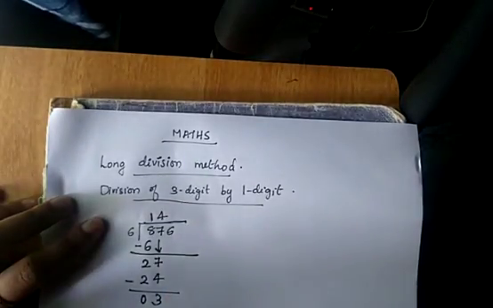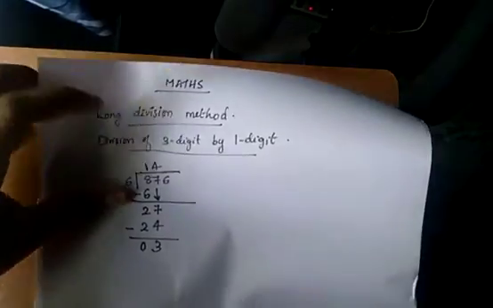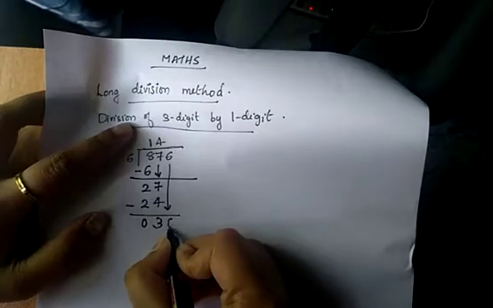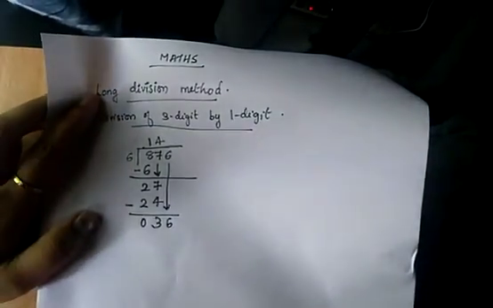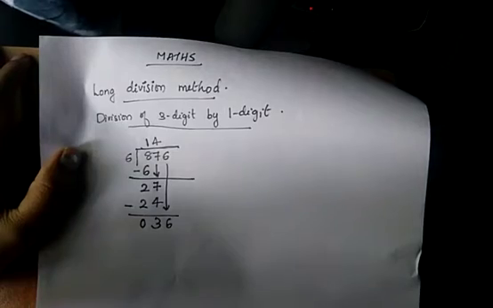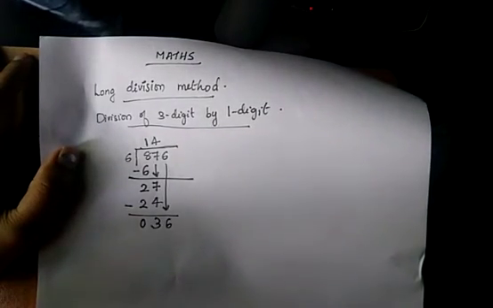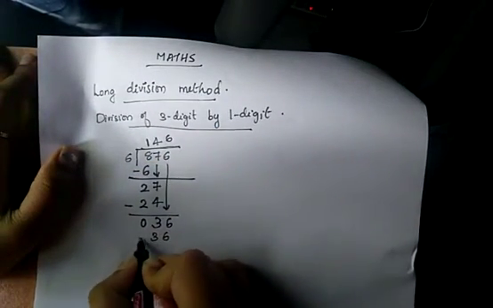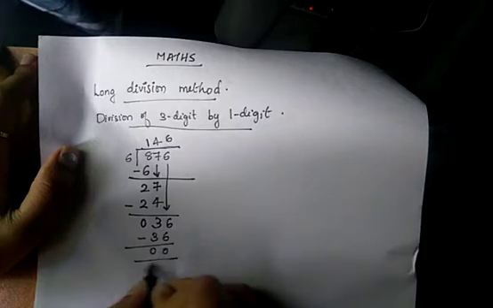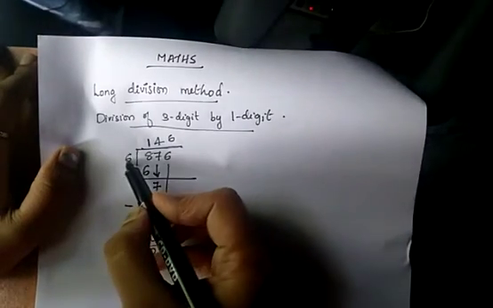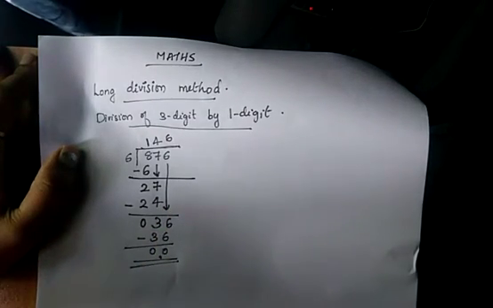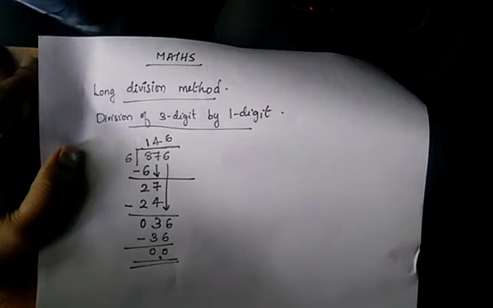Now you know that 3 is smaller than 6. So you will have to take the next number down, right? That is, you will take the 6 down. Now you have 36. You will see how many 6s are there in 36. You know that 6 5s are 30 and 6 6s are 36. So 6 into 6 is 36. Now you will subtract again and you will get the remainder as 0. Here this is the dividend, this is the divisor, this is the quotient, and your remainder is 0. You remember all these things, right? So you have the remainder 0. So this is how we are going to do the division.